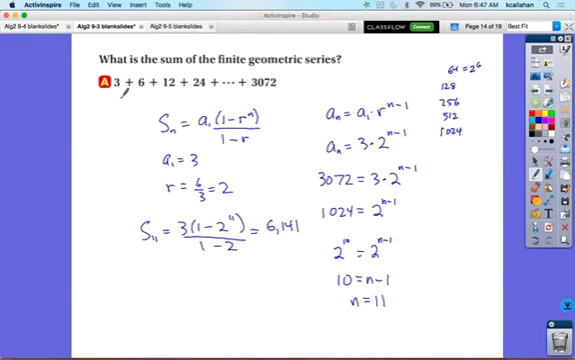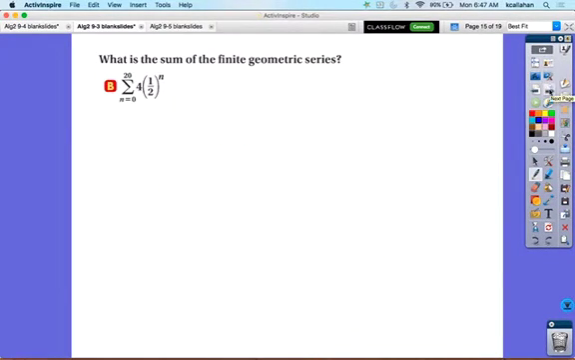So let's try this one. What is the sum of the finite geometric series? Okay, let's see. We're going to solve it using the formula Sn equals a1 times 1 minus r to the n over 1 minus r. The a1 is what you get when you plug in the first number. What do you get if you plug in a 0? Well, anything to the 0 is 1, so this thing just equals 4. The r is whatever is being raised to the power, 1/2, right? r is this thing right there, always.